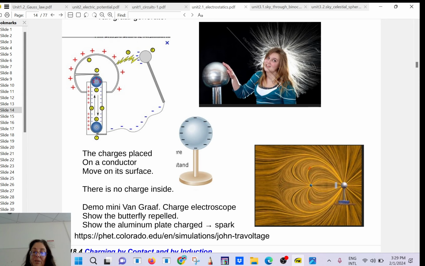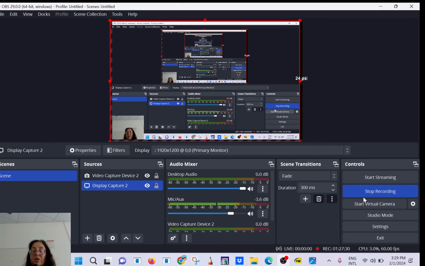Okay, and maybe I'll keep that for next time, but have you seen that already in a science museum? It's called a Van de Graaff generator. You saw that already? This one. We'll do more demos on Thursday.